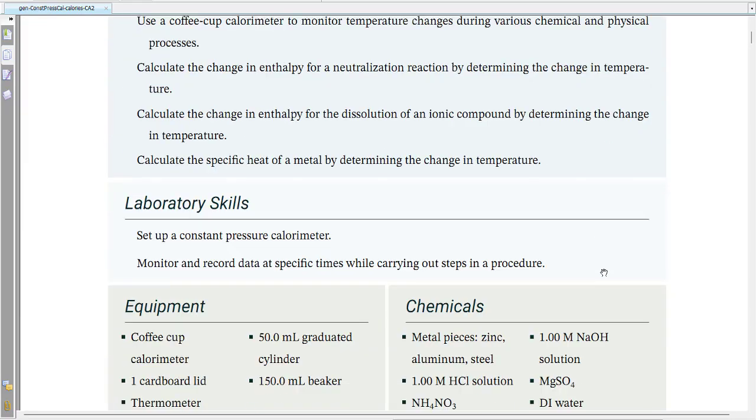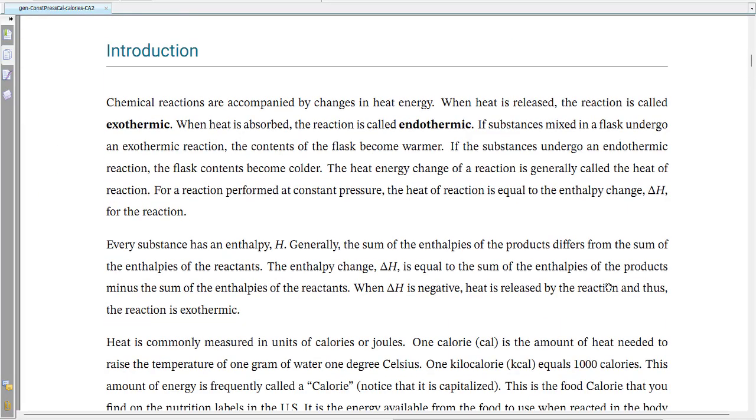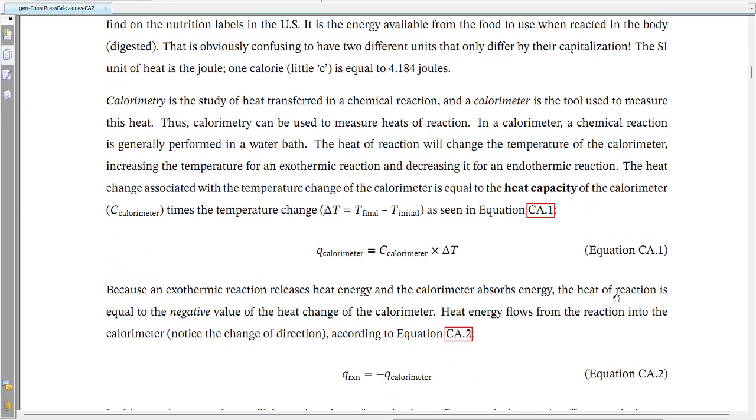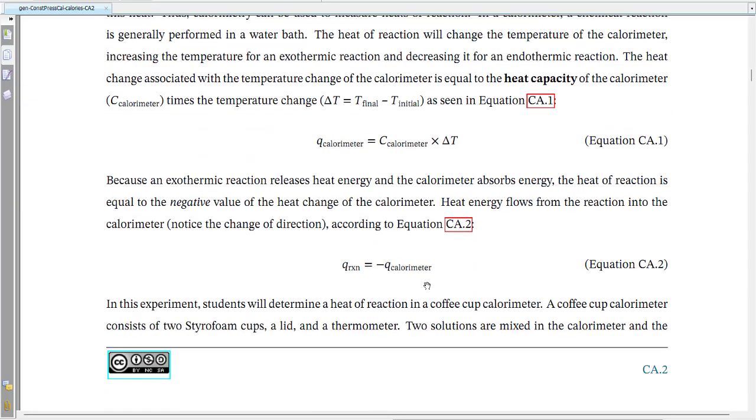So as you go through the lab, of course, I hope you read the PDF first. There's a nice introduction here to all of these equations. Most importantly, and I'll come back to this a couple of times as we go through, Q of the reaction versus Q of the calorimeter. Q is our variable that we use for heat energy. So it typically has units of joules or calories, or 1,000 times bigger, kilojoules or kilocalories. Both of those are common. This lab uses calories, so we're going to stick with that today, but both are common.